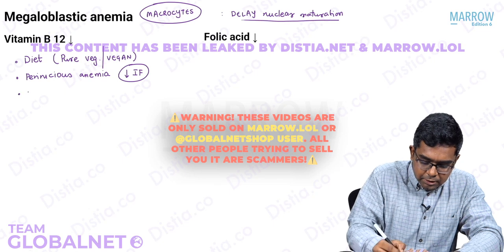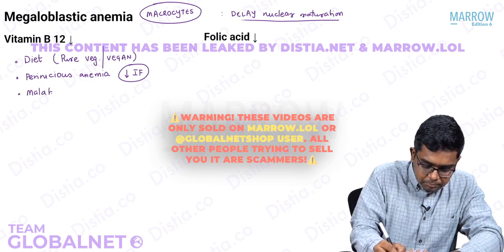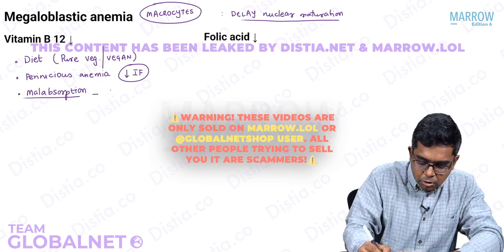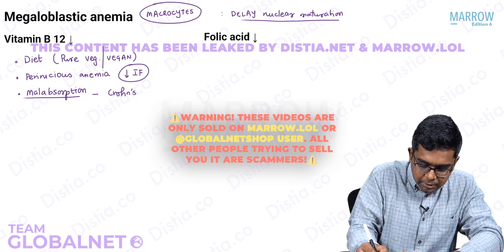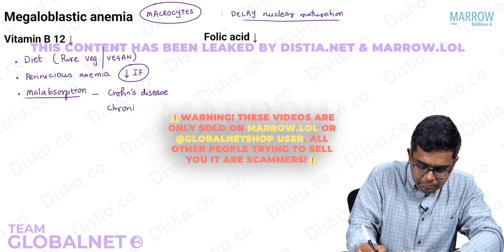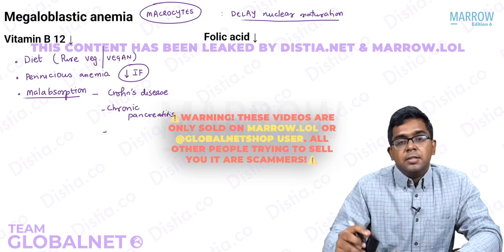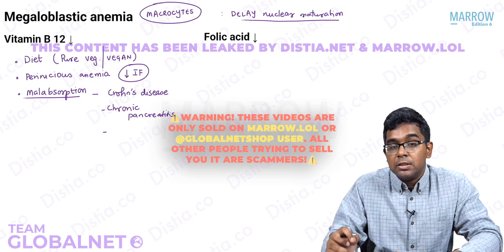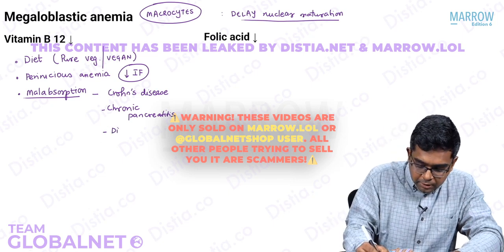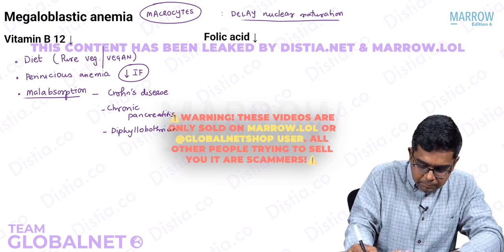Third condition is conditions of malabsorption, which is noted in conditions like Crohn's disease, which is a form of inflammatory bowel disease. Chronic pancreatitis can be noted. And also with a specific infection by the fish tapeworm. What is that called? Diphyllobothrium latum. These are the common conditions in this category.